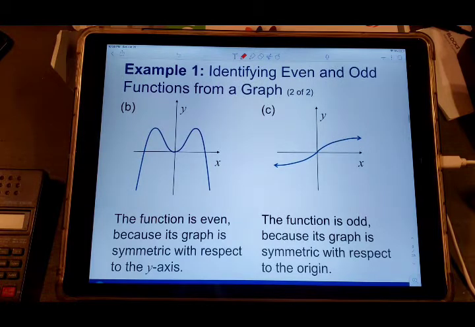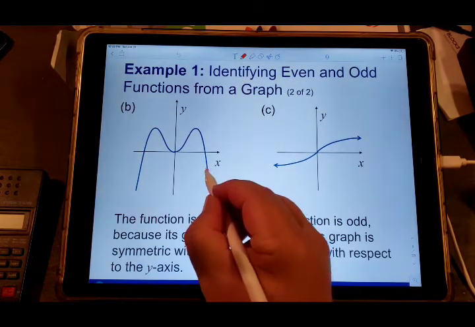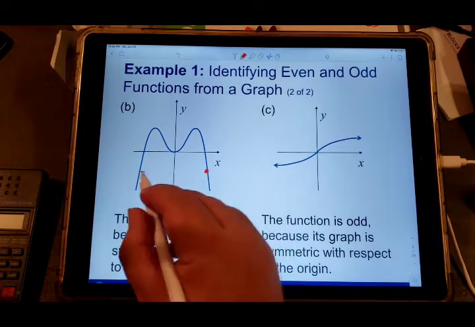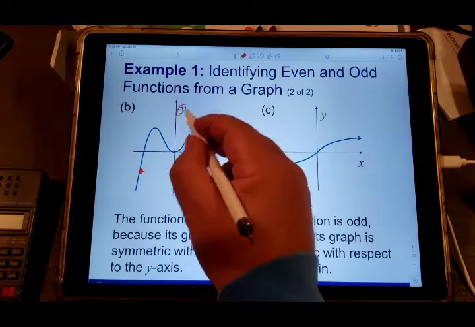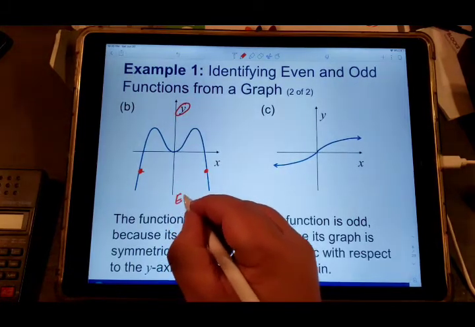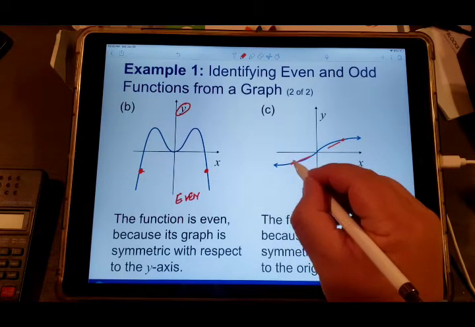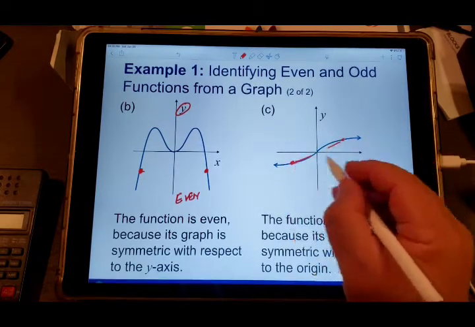So here are two examples of functions that do show symmetry. If I pick any point here, there's a mirror image through the y-axis. So if it's symmetrical with respect to the y-axis, remember the connection, it's even. If it's symmetrical with respect to the origin, it's odd.